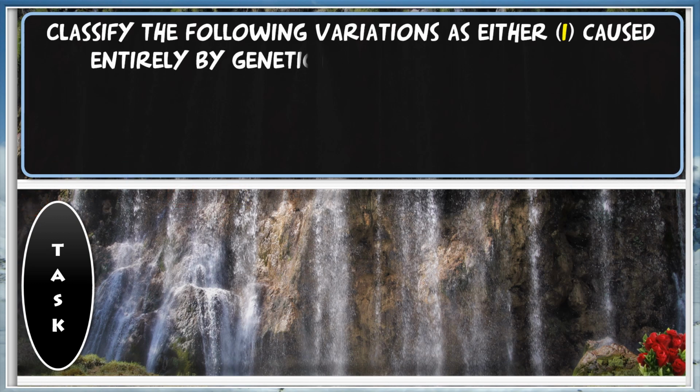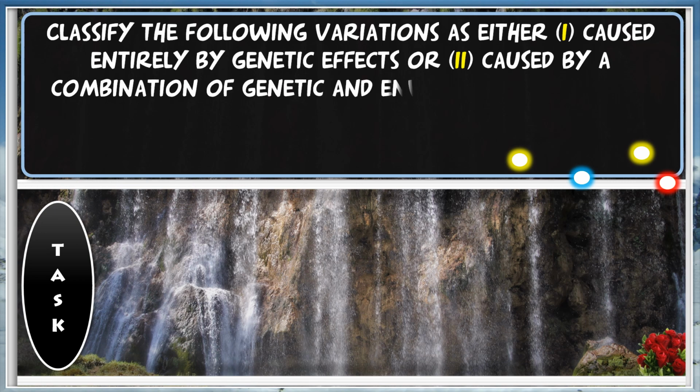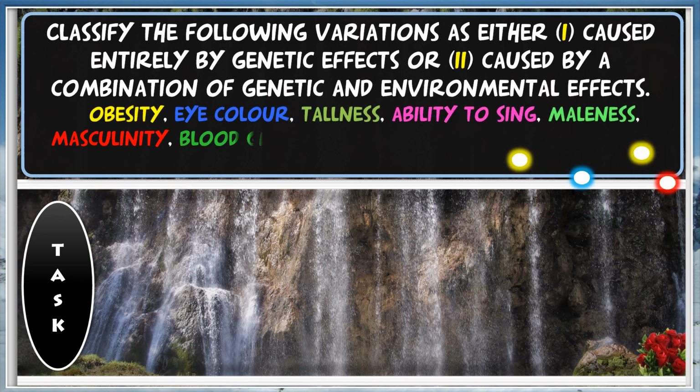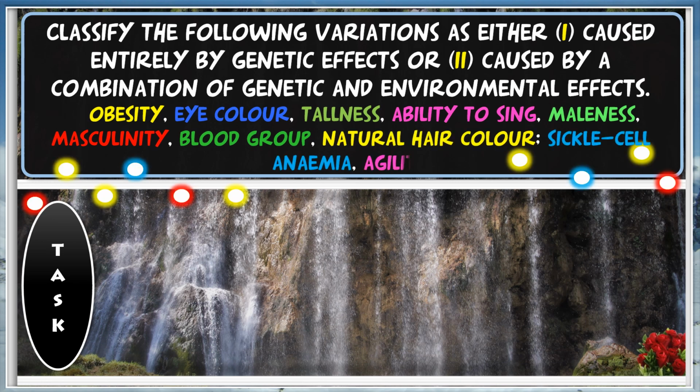Classify the following variations as either 1. Caused entirely by genetic effects, or 2. Caused by a combination of genetic and environmental effects. Obesity, eye color, tallness, ability to sing, maleness, masculinity, blood group, natural hair color, sickle-cell anemia, agility.